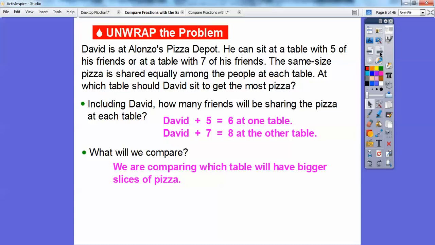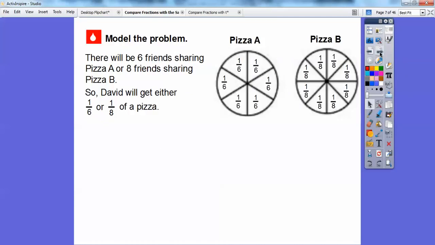If the pizza is shared equally at each table, then we're going to cut them up into 6ths or 8ths. So there will be 6 people sharing pizza A, as we'll call it, or 8 people sharing pizza B. So David will get either 1/6 of a pizza or 1/8 of a pizza. Can you see that? So if he sits here, there's David with 5 of his friends, or David with 7 of his friends over here.